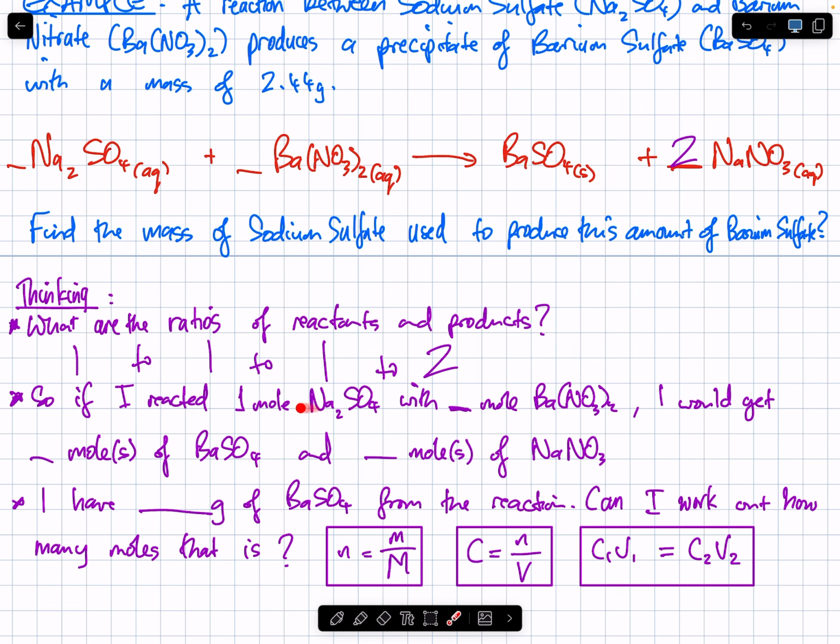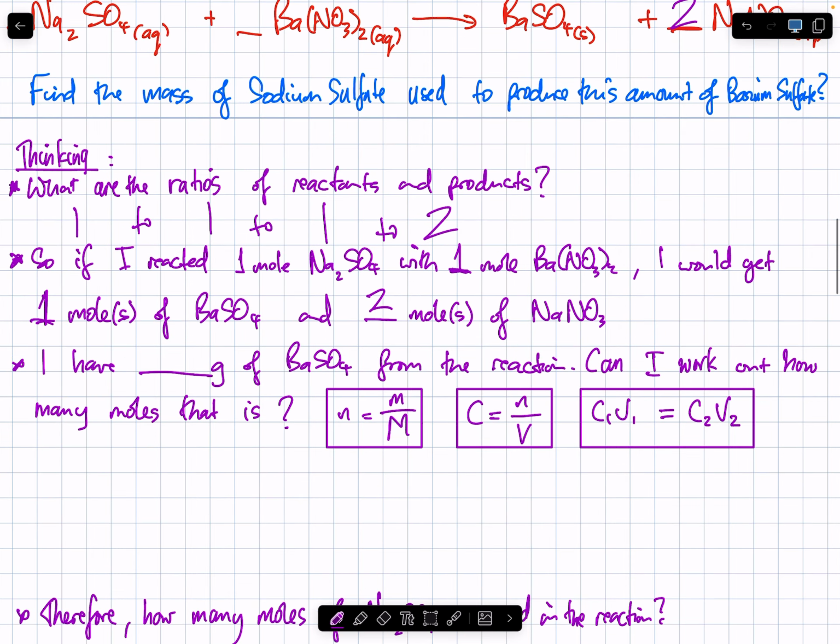If I reacted 1 mole of sodium sulfate with how many moles of barium nitrate? What did you say the ratios were? 1. So it would take 1 mole. I would get how many moles of barium sulfate? 1. But how many moles of sodium nitrate would I get? 2.